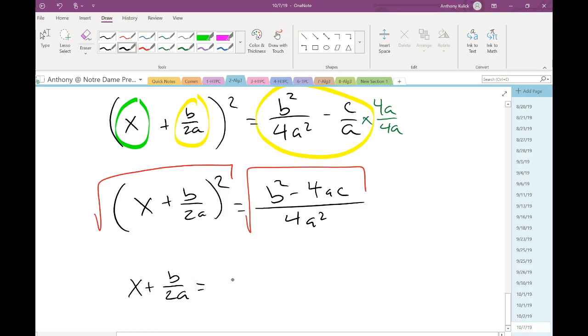And then again, remember that when we square root both sides, we get a plus or minus. To square root a fraction, I can square root the numerator. Well, there's nothing to do up there. But when I square root the denominator, the square root of 4 is 2, and the square root of a squared is a.